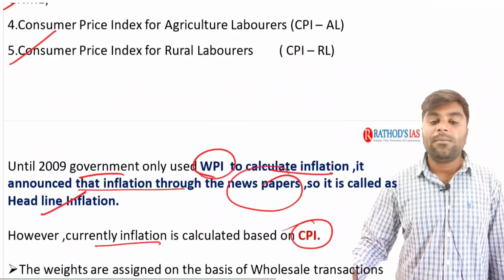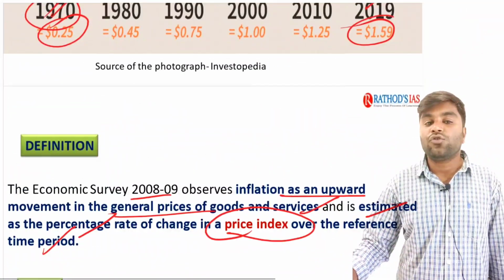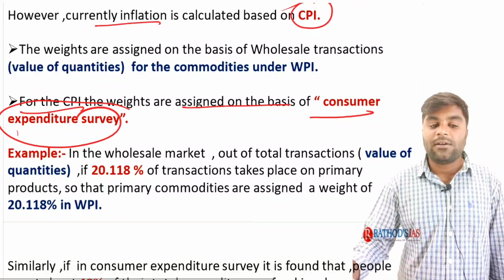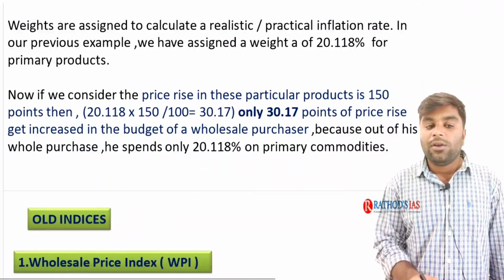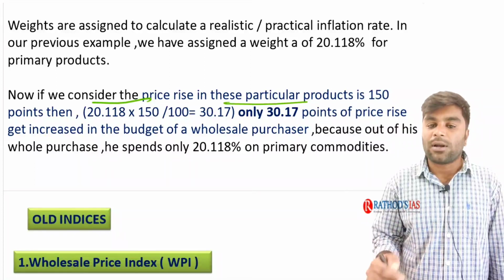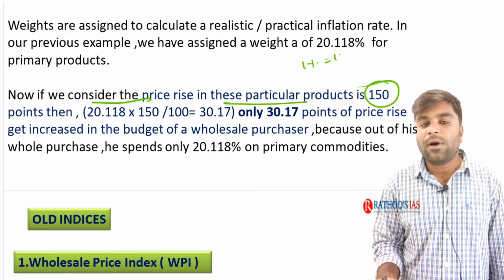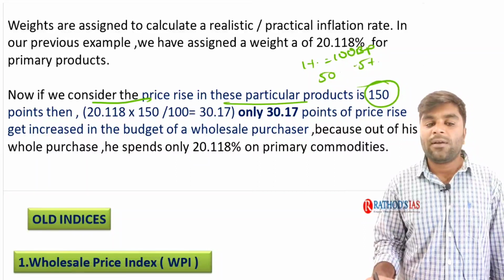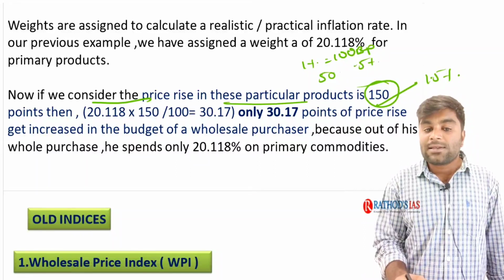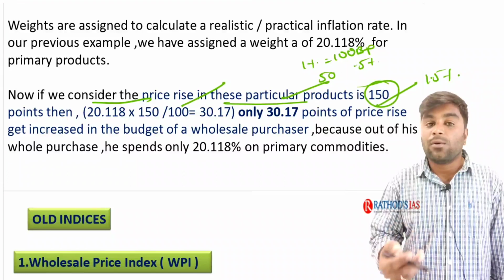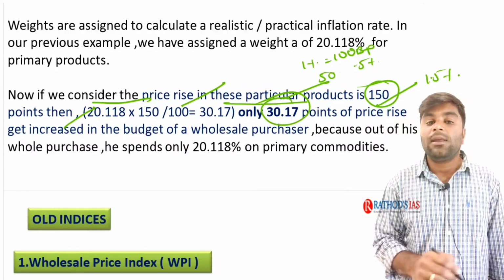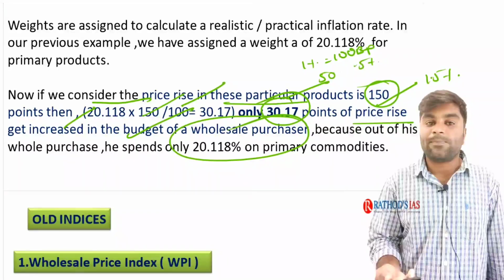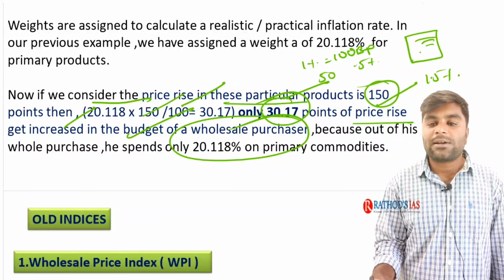Right? Now, what is the meaning of assigning weights? You also should know the meaning of assigning the weights. Say for example, if we consider the price rise in a particular product is about 150. Remember, 1% is equal to 100 basis points. 50 basis points means 0.5%. 150 basis points means 1.5%. So if we consider the price rise in a particular good is 150 points, then according to this formula, only 30% of the price rise can be increased in the basket of wholesale price index purchases. Say for example, guys, remember this is the basket of goods and services.